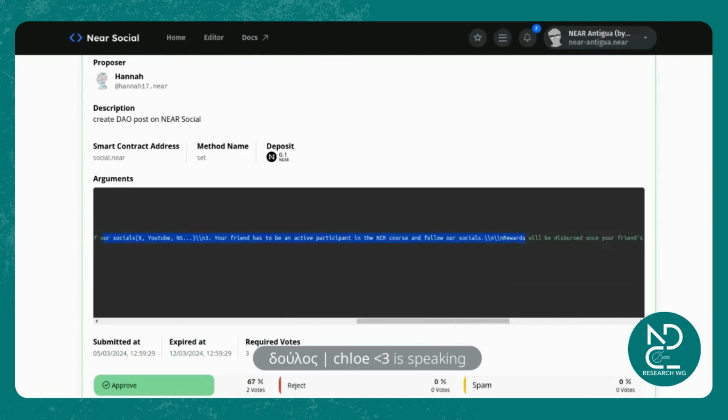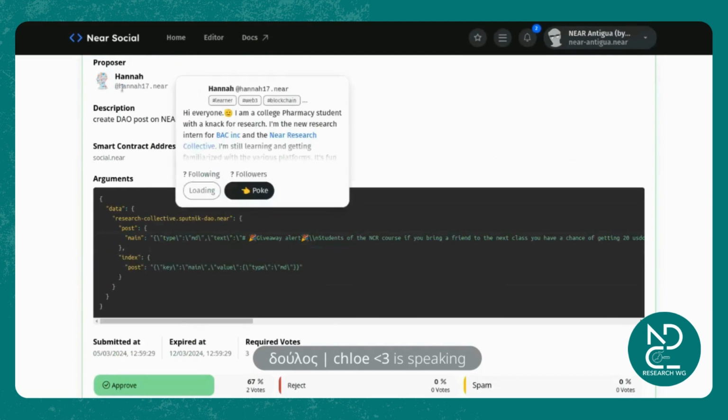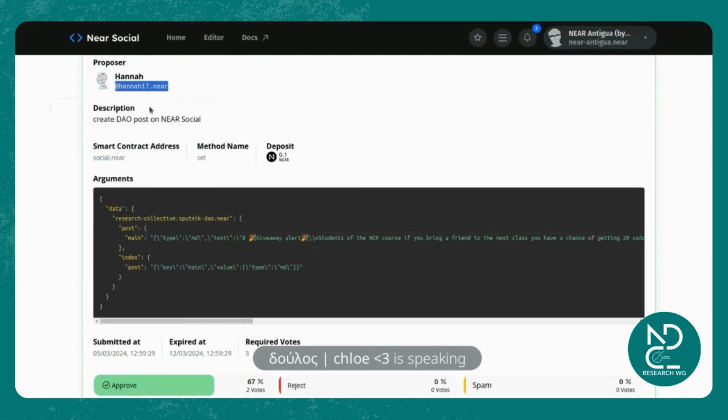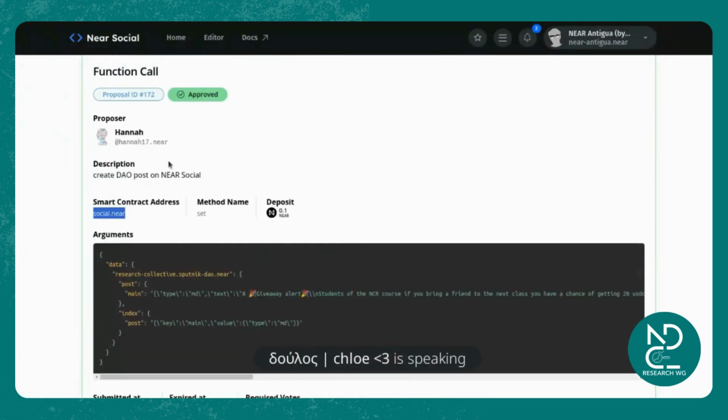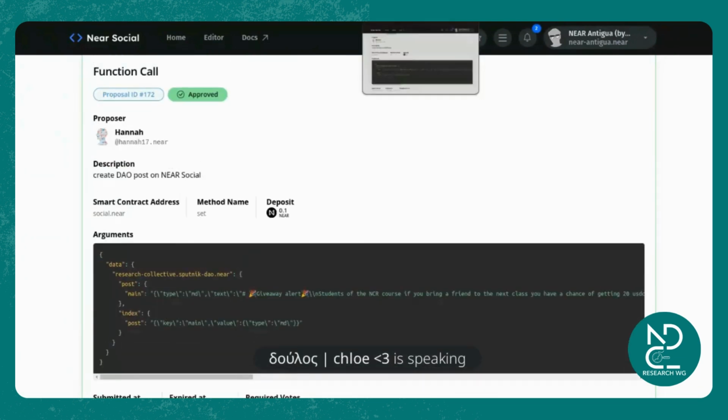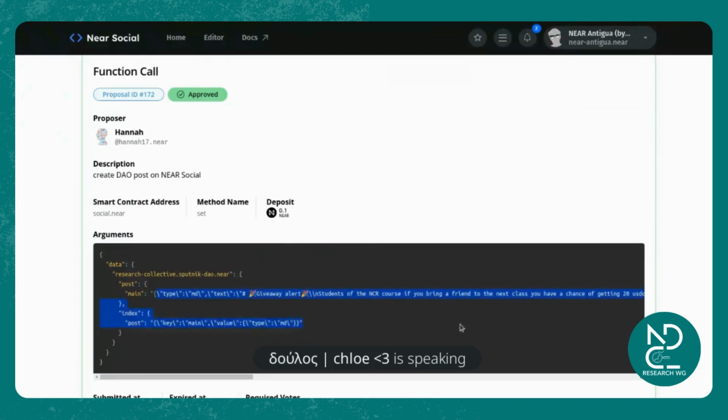I can also see some information about who posted it. Hannah.near was the proposer. This is the description. Again, we're seeing the same smart contract being interacted with. And we can use this information now to actually do a few things. I'm going to, just for time's sake, jump directly to how we can use the Near CLI, for example, instead of Near blocks, to see this information for ourselves.